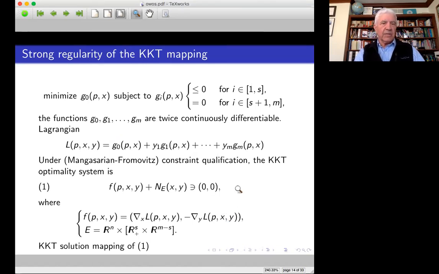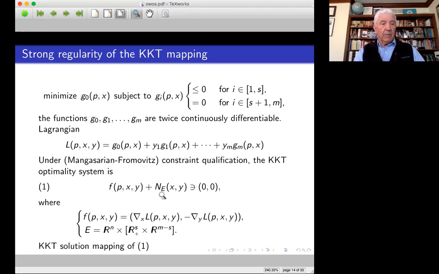We have a Karush-Kuhn-Tucker mapping here. Consider some regularity of the Karush-Kuhn-Tucker mapping. We have a nonlinear programming problem. Everything is very standard. The functions are twice continuously differentiable. We introduce the Lagrange functional in the usual way. And under a constraint qualification, we can write down the optimality condition as a generalized equation, now as a variational inequality, which is a particular case of a generalized equation. And this is of this form.